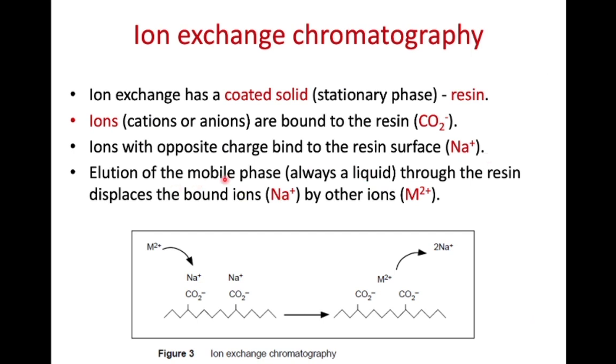And the elution of the mobile phase, which is always liquid in ion exchange, is through this resin. What happens is it displaces the sodium ions by other ions. So M is just like another ion, and the sodium ions get displaced off the ion exchange column.